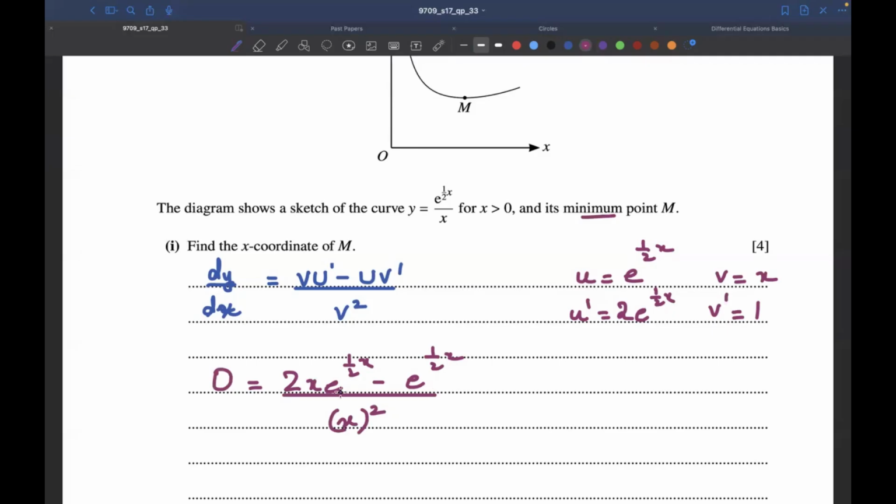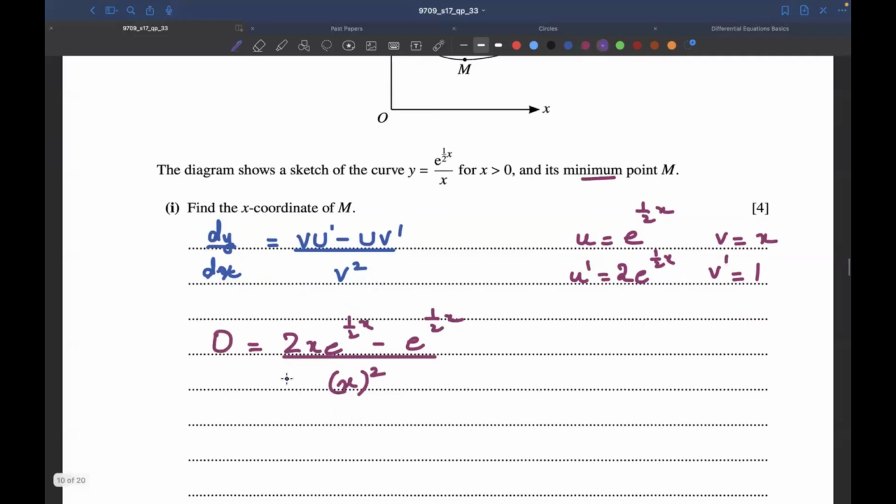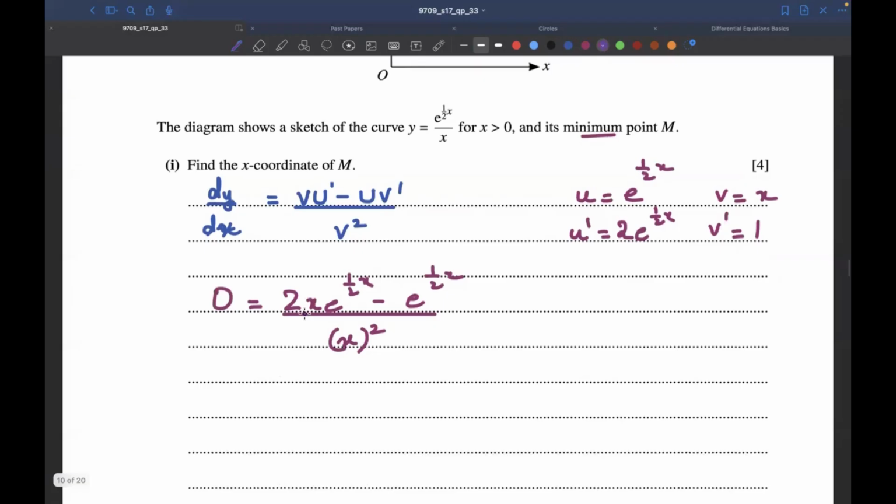Now, when we cross multiply, this will cancel out. X squared times 0 will be 0. And then we bring e power half x on the left hand side. So we'll get 2x e power half x is equal to e power half x. So e power half x and e power half x will cancel on both the sides. So then the value of x will be equal to 1 over 2.